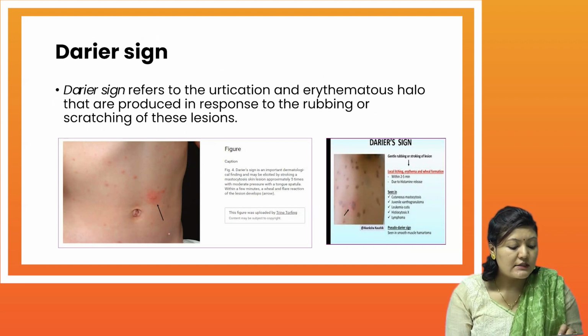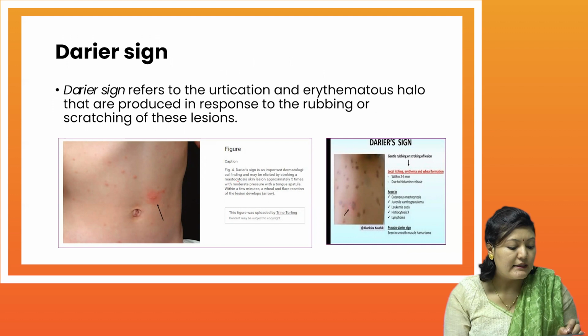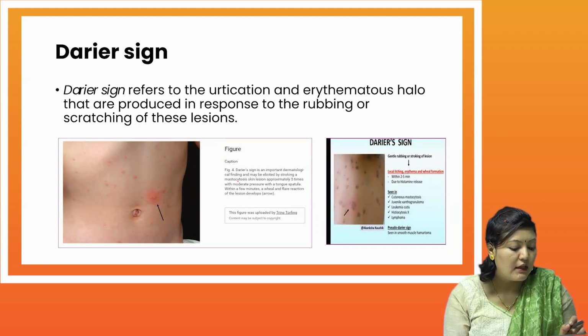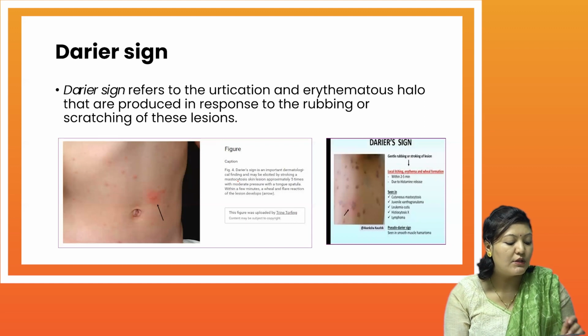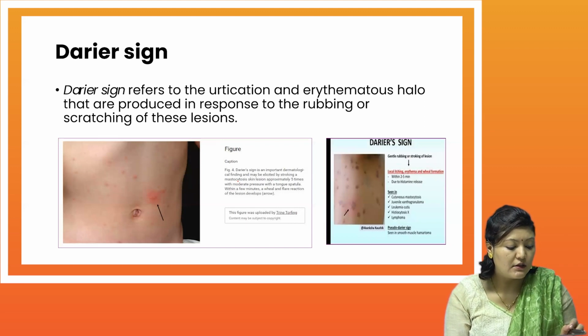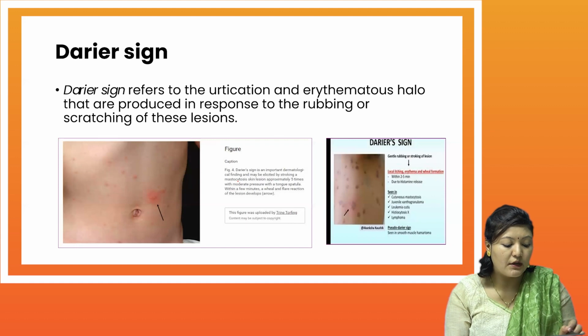So Darier's sign is an important dermatological finding, and it can be seen by stroking a mastocytosis skin lesion for approximately 5 minutes with moderate pressure with a tongue spatula. So within a few minutes there will be a wheal and flare reaction, and we can see the lesion has become bigger and it develops redness. Wheal and flare reaction can be seen in the lesion.